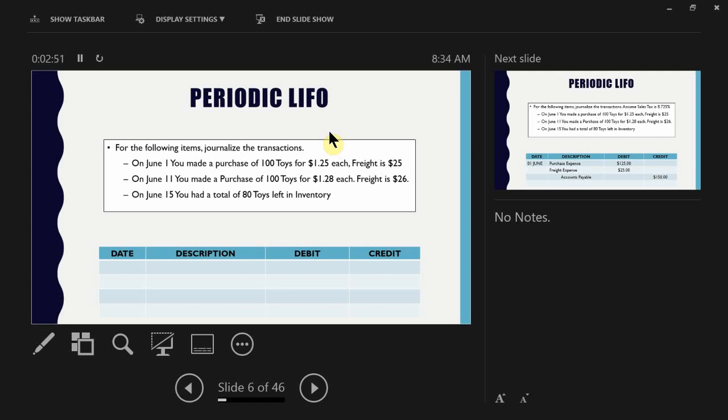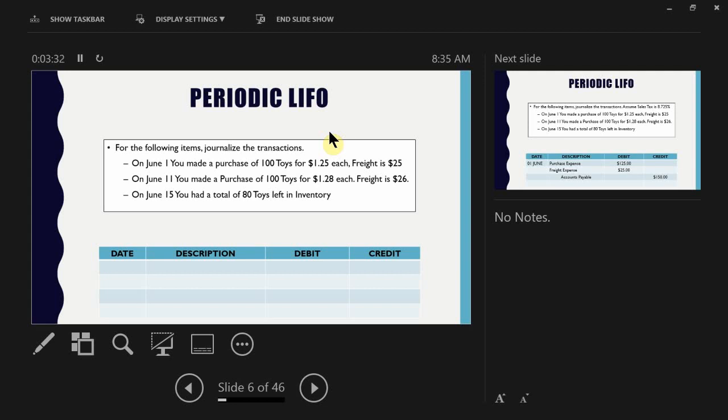So again, same exact scenario, except we're going to be applying the costing method a little differently. The first one here is June 1st. We made a purchase of 100 toys at $1.25, and freight was $25. Okay, and then on June 11th, you made another purchase of 100 toys at $1.28. And the freight was $26. And then lastly, at the end of the 15th, you had a total of 80 toys available.